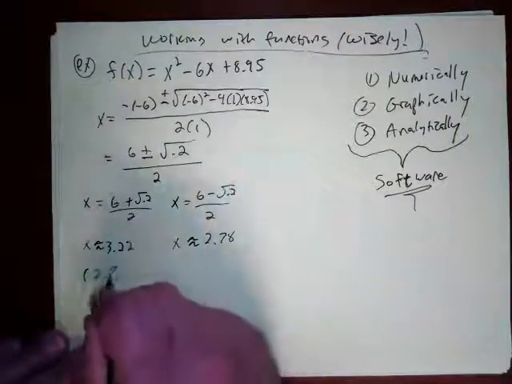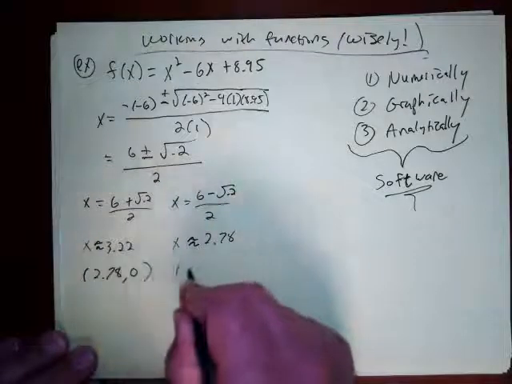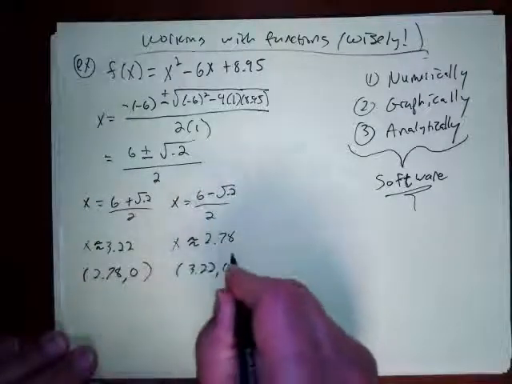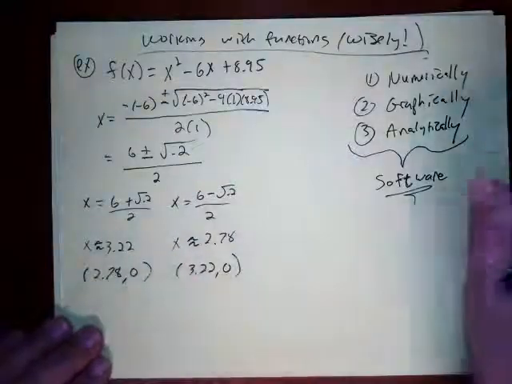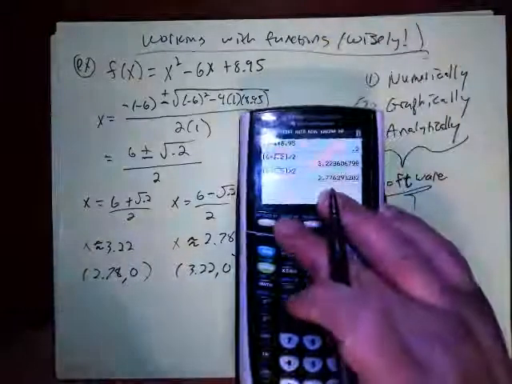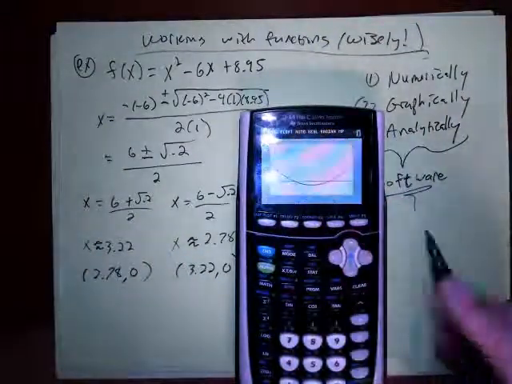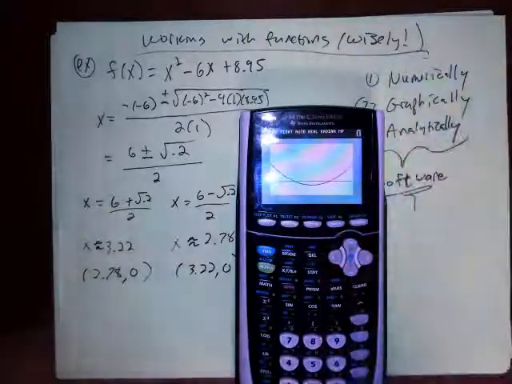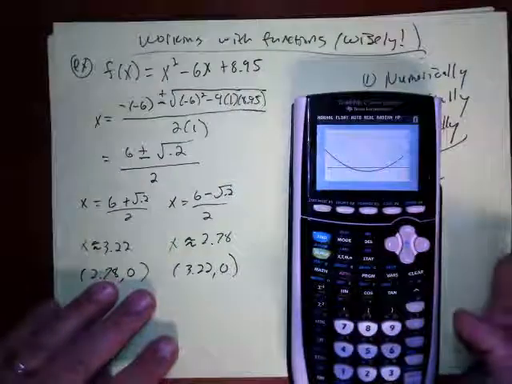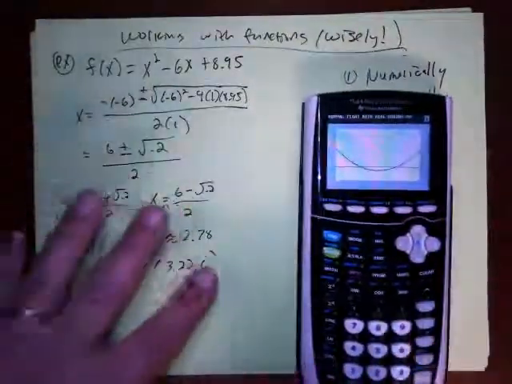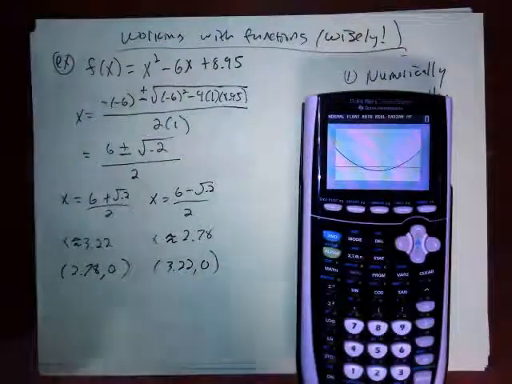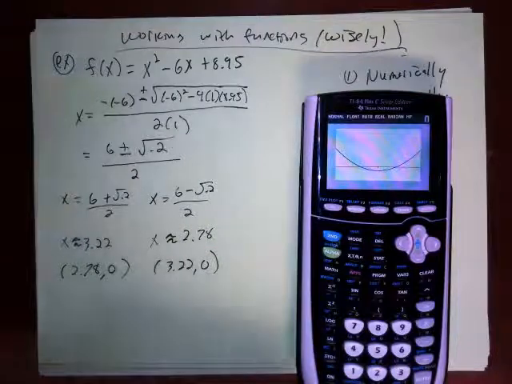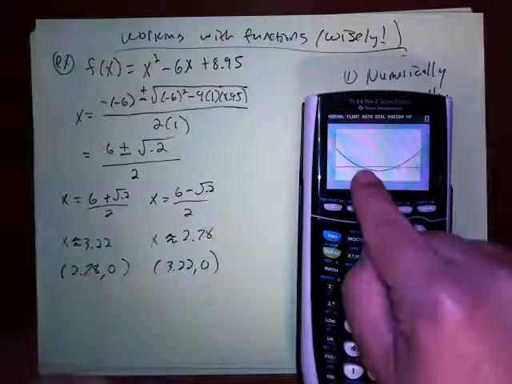2.780 and 3.220. So by using the quadratic formula, I see that that is not just going down to the axis, right, and touching it and going back up. That's what I would have thought if I wasn't careful, if I wasn't using the equation, the calculator, everything all together. Okay? And so those are those two roots.